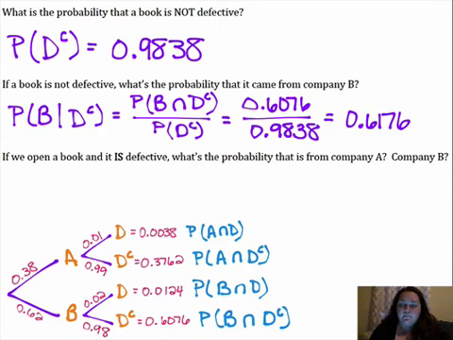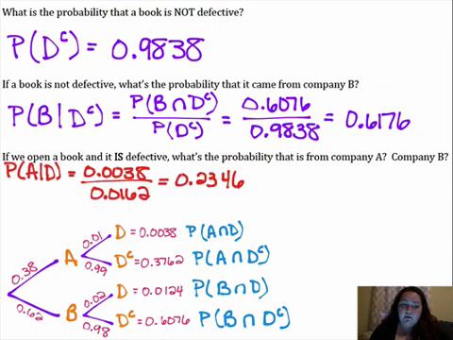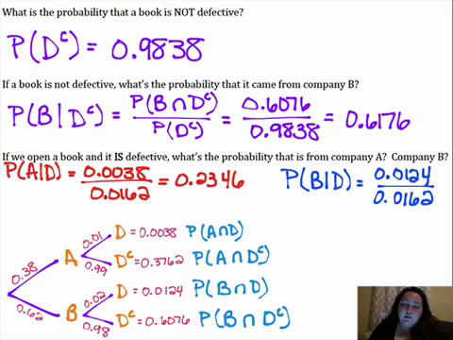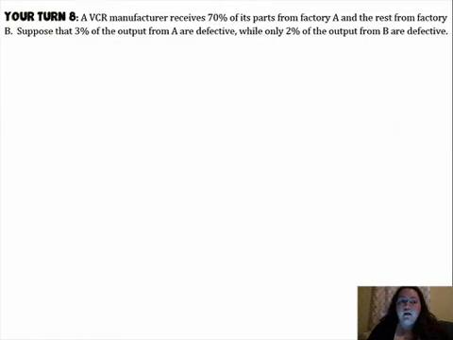If we open a book and it is defective, what's the probability that it came from company A? And then what's the probability it came from company B? Alright, so the probability it came from A, given it's defective, is the intersection of A and defective divided by the probability of it being defective. Same with B. So it's the probability of B and defective divided by the probability that it's defective. And we get 0.7654.